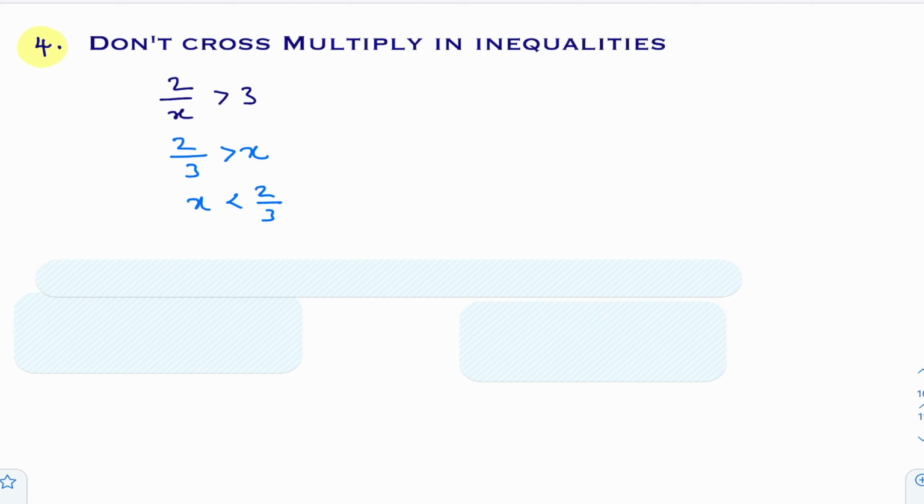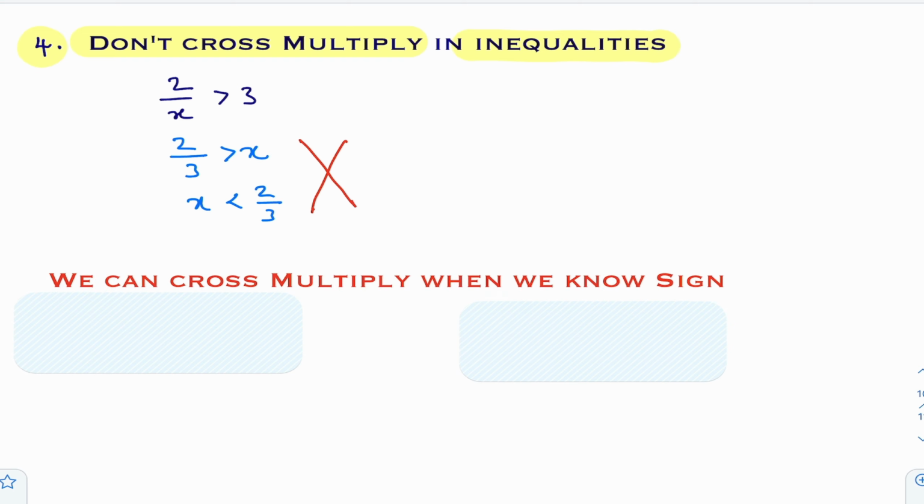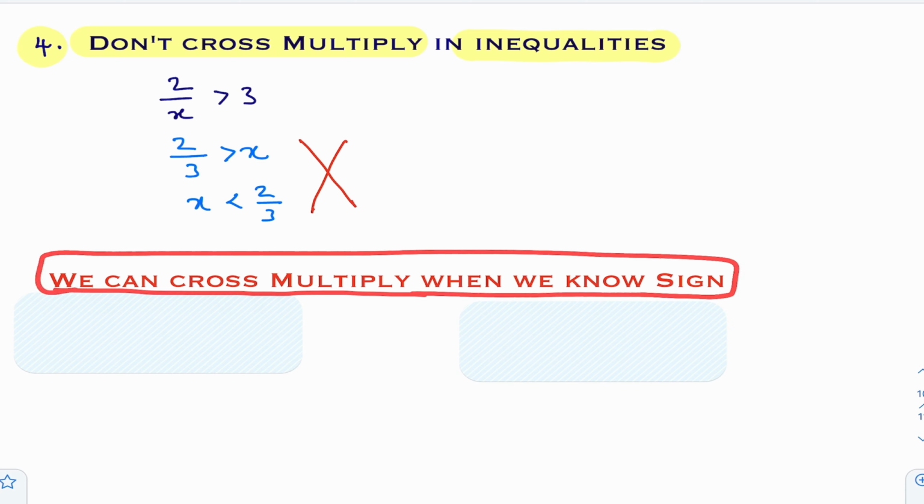Okay. So here I got this, which can be written like this: x less than 2 by 3. What I did here is actually cross multiplication. But unless you know what x is, this is 100% wrong. You cannot cross multiply. This method is wrong. Do not cross multiply in inequalities. We can cross multiply only when we know the sign of that variable, right?